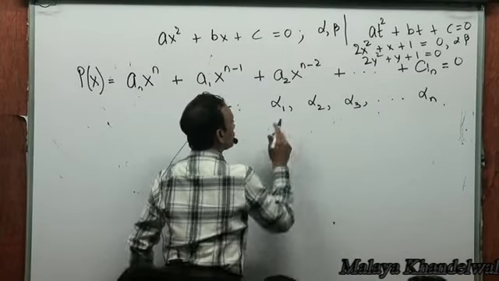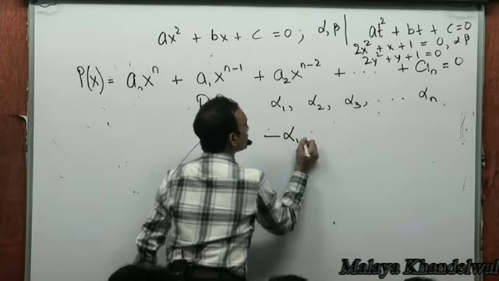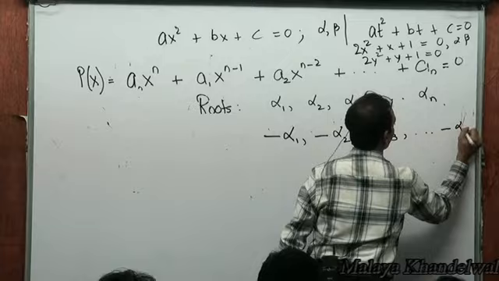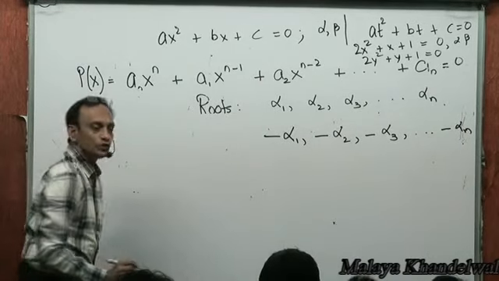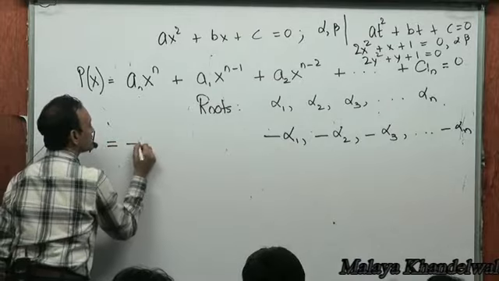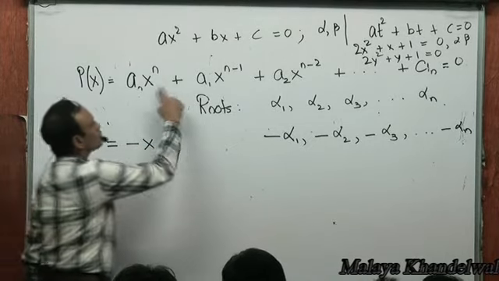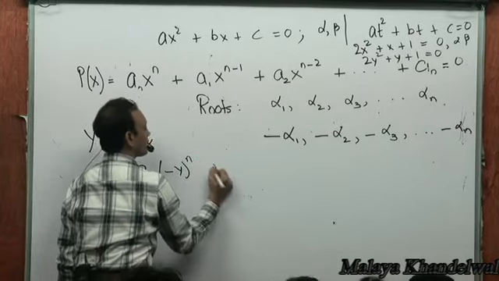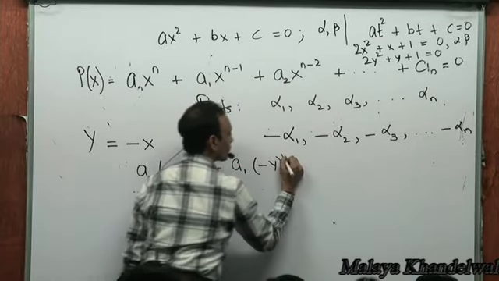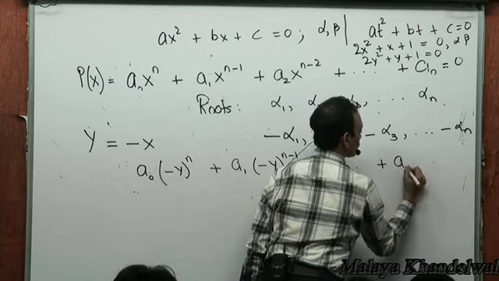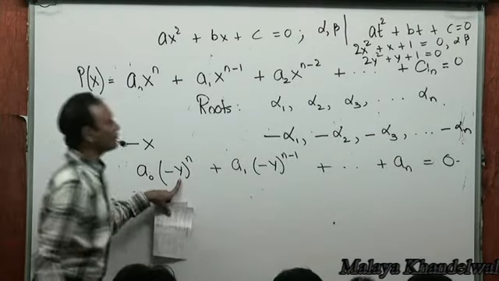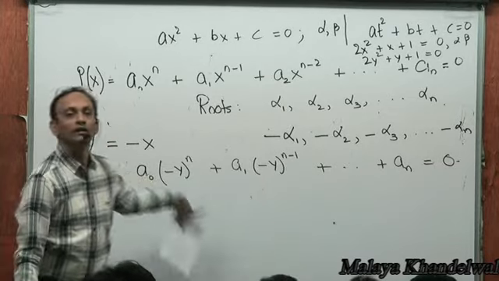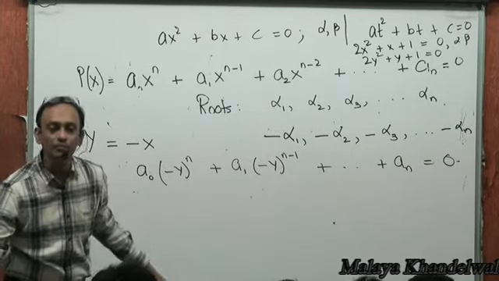Suppose you want a polynomial whose roots are minus alpha 1, minus alpha 2, minus alpha 3, minus alpha n. What's the transformation that you'll use? Y equal to minus x. That means x is minus y. So replace x by minus y. Now if you solve for y, what would be the roots in y? Minus alpha 1, minus alpha 2, minus alpha 3, minus alpha n. If you replace y by x and solve for x, you'll get the same roots, right?